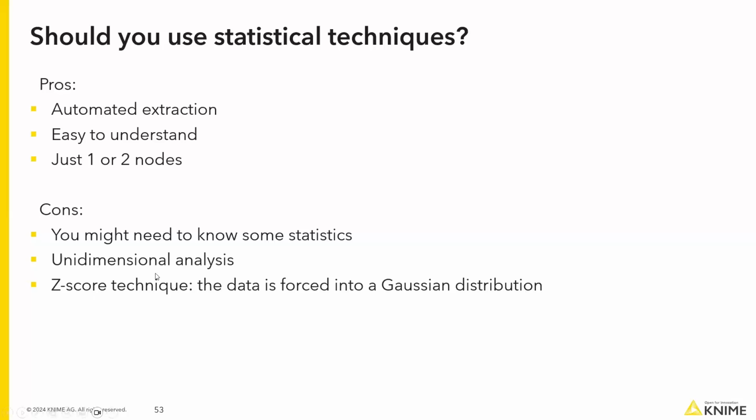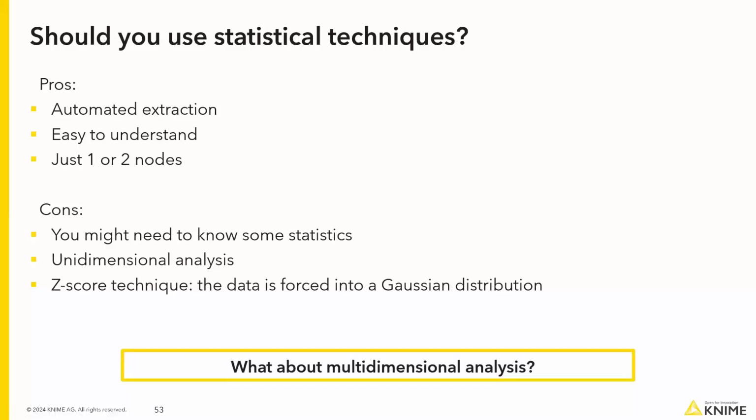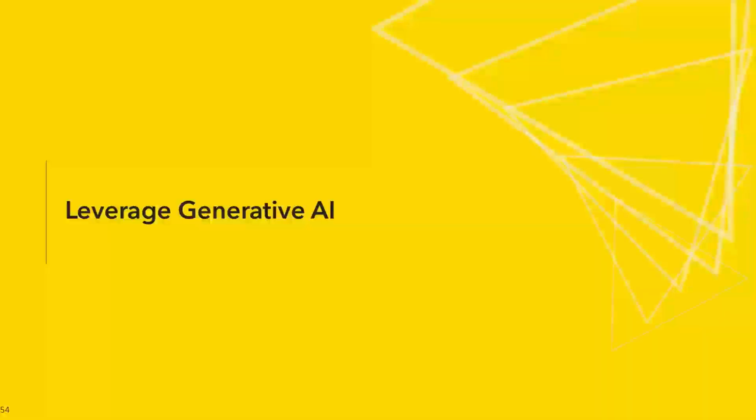And another technique that we didn't mention is the z-score technique. It assumes, for example, that your data is normally distributed, which is not always the case. And then what about multidimensional analysis? As I mentioned, there are other, advanced methods such as clustering, machine learning, and deep learning. They can also help you to detect outliers by looking at multiple dimensions. But today we will skip this part and jump into the part everyone's probably interested in, which is Gen AI.